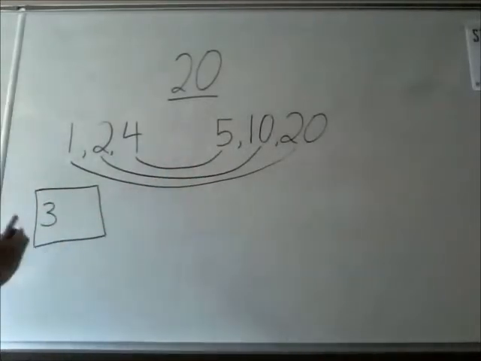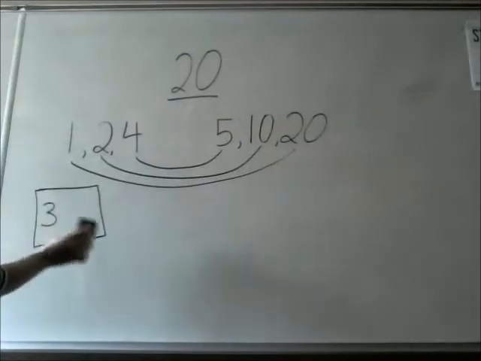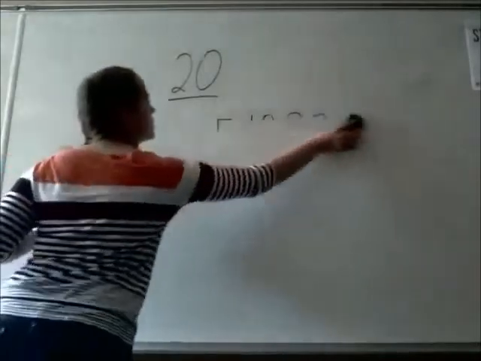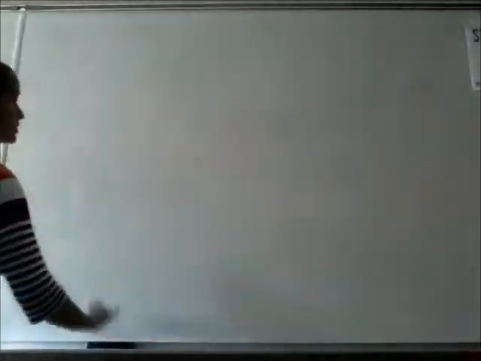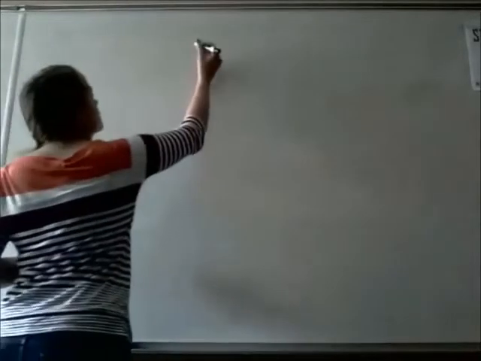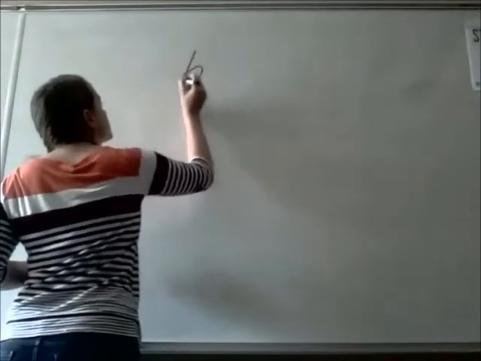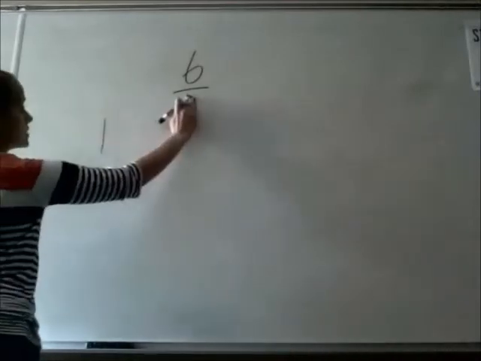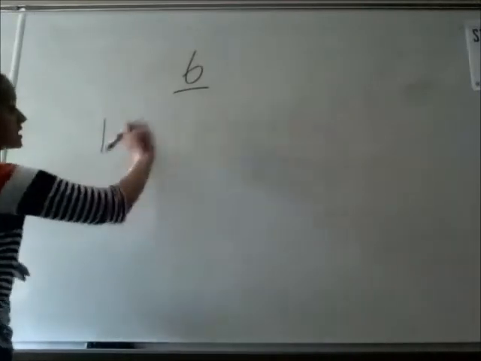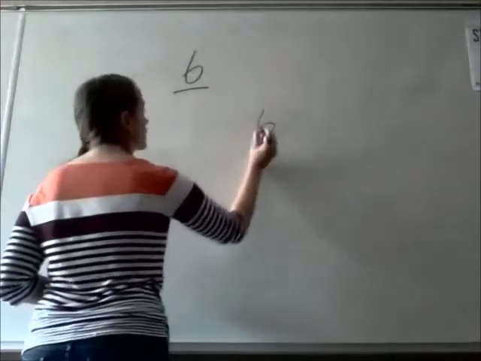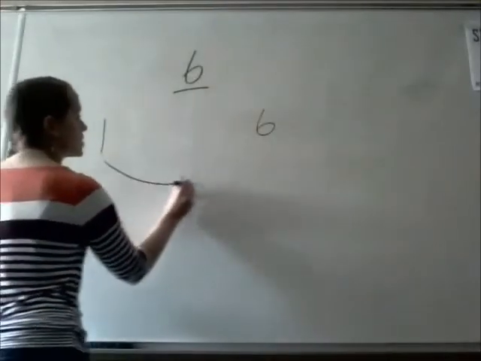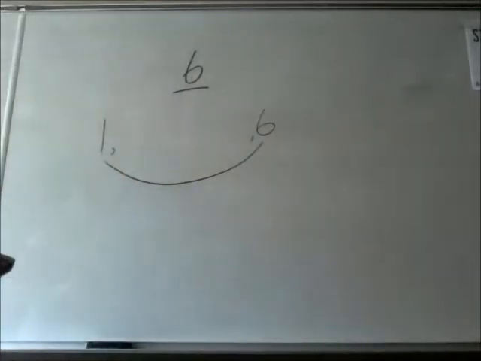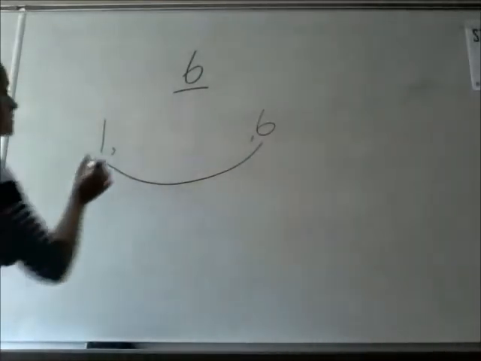So let's do one more together. I'm going to do a simple one. 6. So remember, we start with 1. 1 times itself, so 1 times 6 equals 6. We've got our 1 and our 6. We draw a line to show that they're paired together, and we put our commas so we don't get our numbers confused. What number comes after 1? 2.